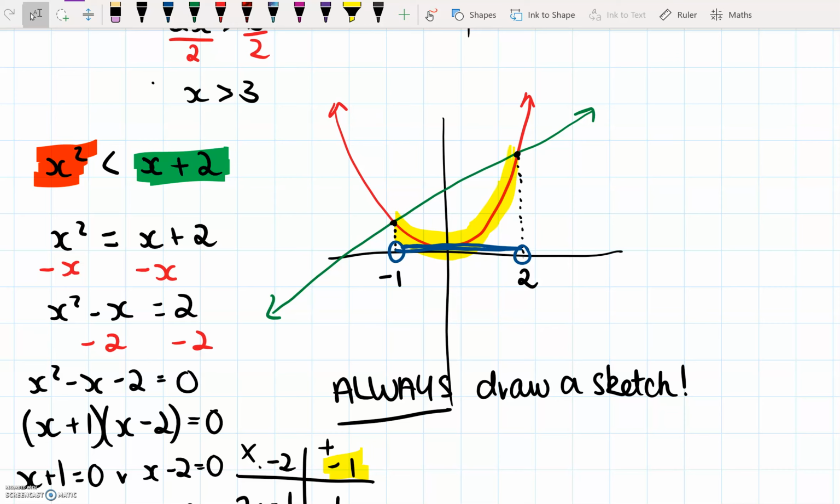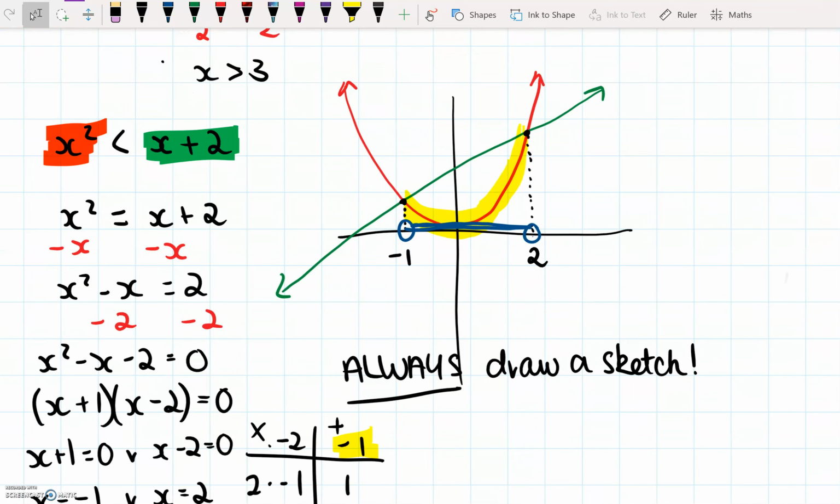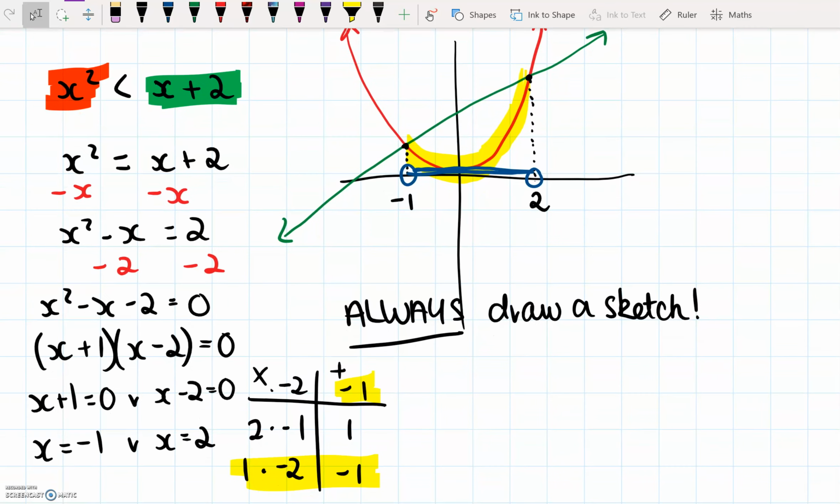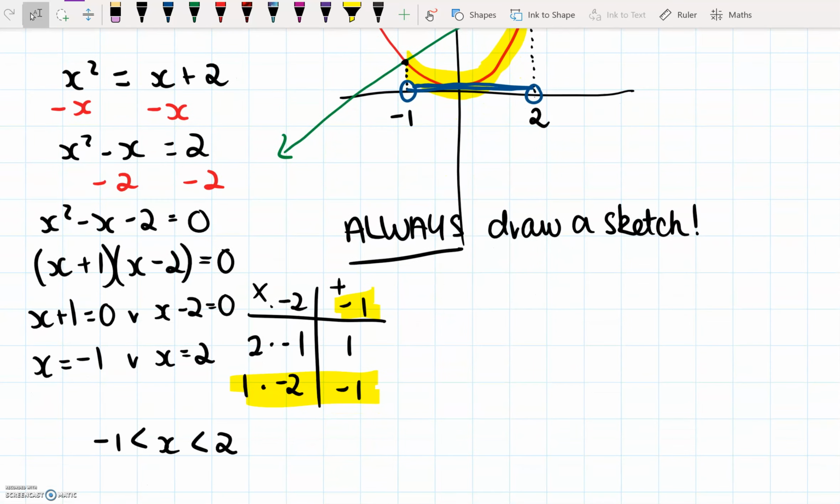Sometimes your second equation, the green one, won't be a straight line. It may also be a quadratic. You just need to do the same thing. Okay, so move everything to the left or to the right, whichever one gives you a positive x squared value, and then solve it. Okay, always draw a sketch. And as I said, when you start solving it, ignore the inequality sign. We only use the inequality sign to decide which part of the graph suits our equation. Okay, and that's it. Good luck.